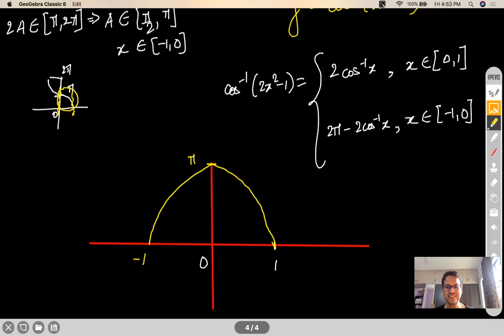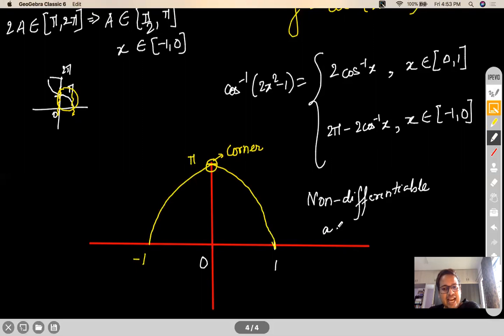Is this fine? Now there is a confusion in the minds of the students. Sir, is there any corner getting formed over here, or is it a smooth transition? What do you think? Yes, it's a corner getting formed over here. Please be careful. That's why this function is not differentiable at 0. I'll write that down over here. It's non-differentiable at x equal to 0 and also at x equal to plus or minus 1, because here vertical tangents will get formed.